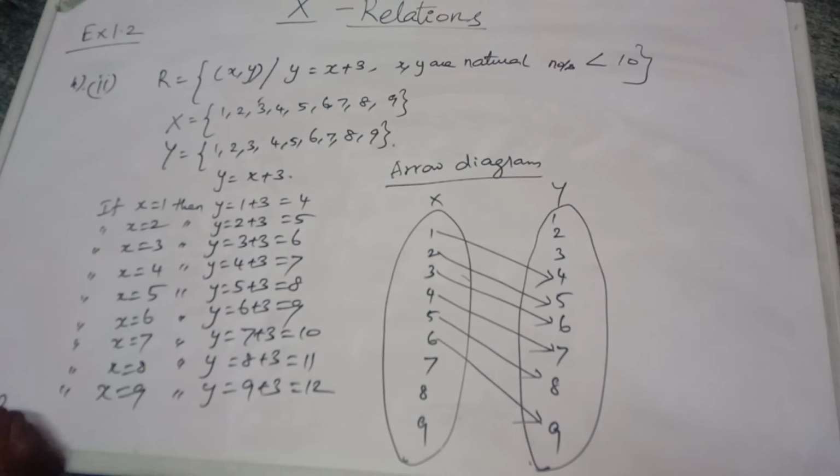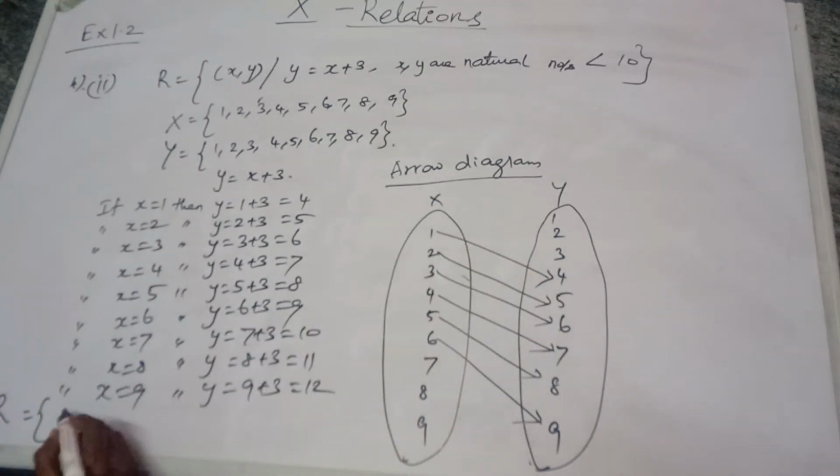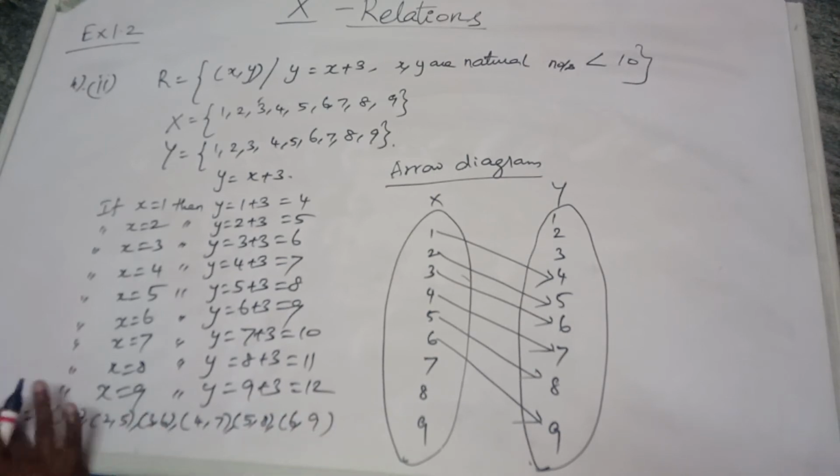So what is the set of relation? R is equal to, what are the pairs? 1 comma 4, 1 is related to 4. So 1 comma 4, 2 comma 5, 3 comma 6, 4 comma 7, 5 comma 8 and 6 comma 9. Okay, this is the set of relation R. Okay, the arrow diagram we have written.